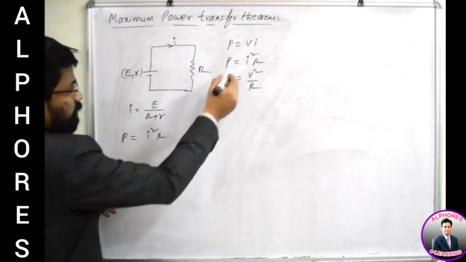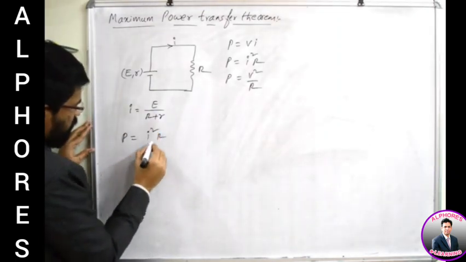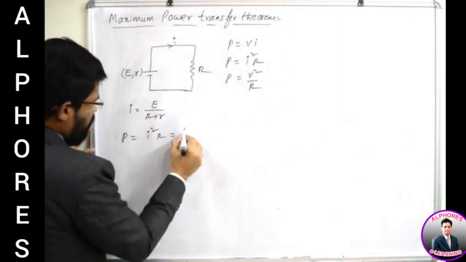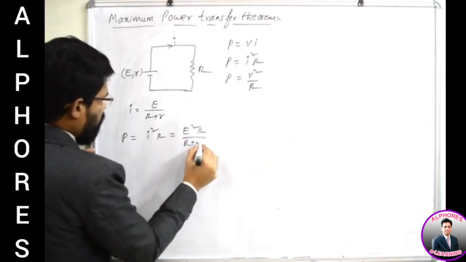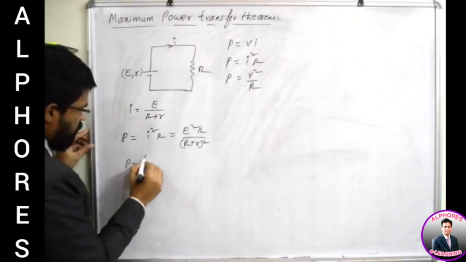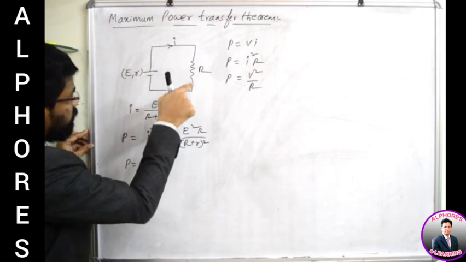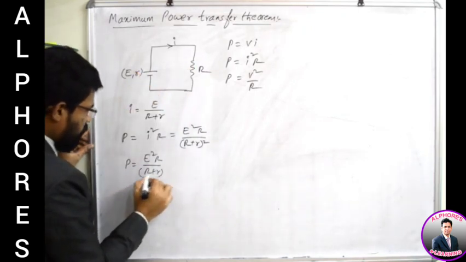So I have taken this form. Now I am going to replace this I with E by R plus r. If you replace with E by R plus r, what you will get? E square into R by R plus r whole square, isn't it? So this is the expression for power dissipated in a circuit containing one resistance and a cell: E square R by R plus r whole square.